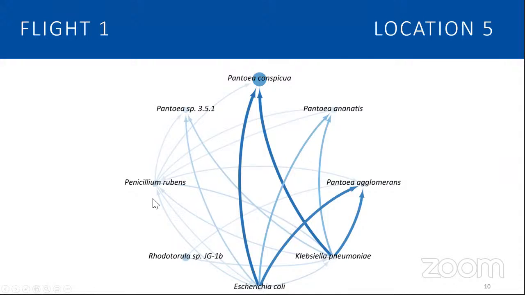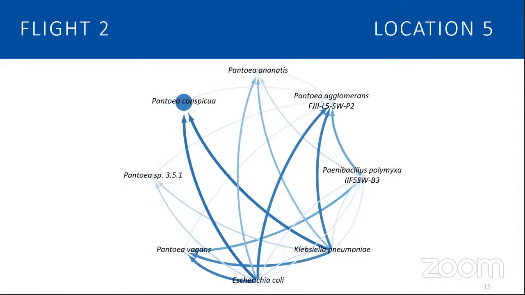We also observed that there is some slight dependence of Klebsiella pneumoniae on some of the fungal species, such as Penicillium rubens and Rhodotorula over here. And when we move on to flight 2, we see that there is an increase in the number of Pantoea species that colonize the location, as well as an absence of the colonizing fungal species. The time difference between flight 1 and 2 is a span of 2 months.